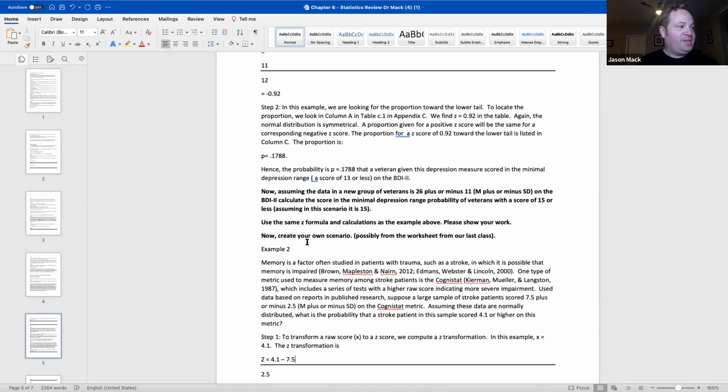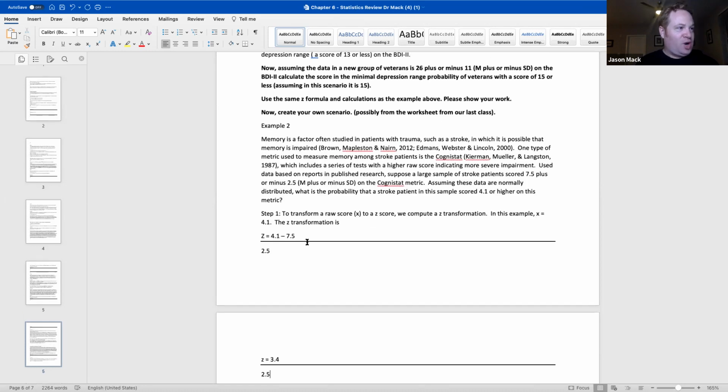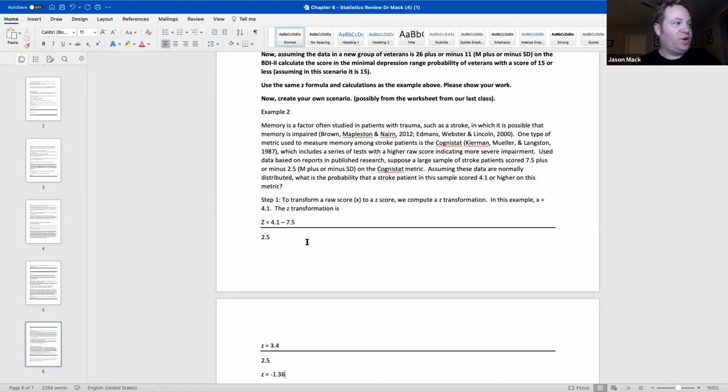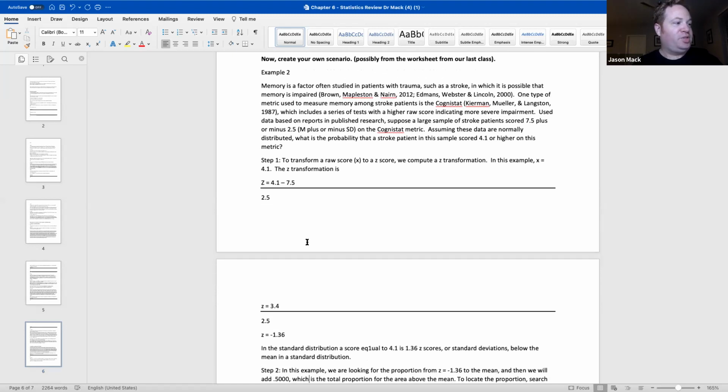Example 2, memory is a factor often studied in patients with trauma such as a stroke, in which it is possible that memory is impaired. One type of metric used to measure memory among stroke patients is the Cognistat, which includes a series of tests with a higher raw score indicating more severe impairment. Use data based on reports, published research. Suppose a large sample of stroke patients scored 7.5 plus or minus 2.5, mean plus or minus standard deviation on the Cognistat metric. Assuming these data are normally distributed, what is the probability that a stroke patient in the sample scored 4.1 or higher? So to transform the raw score to a Z-score, we compute a Z transformation.